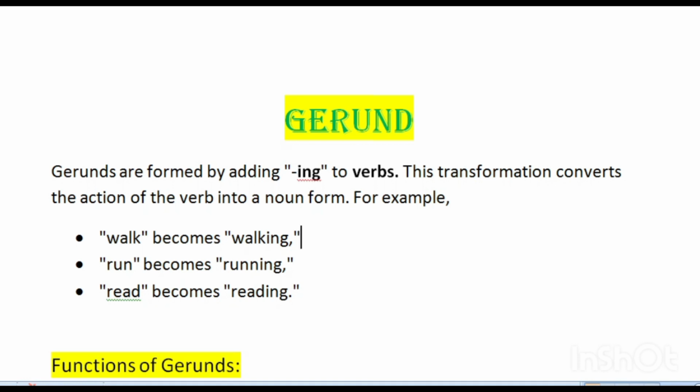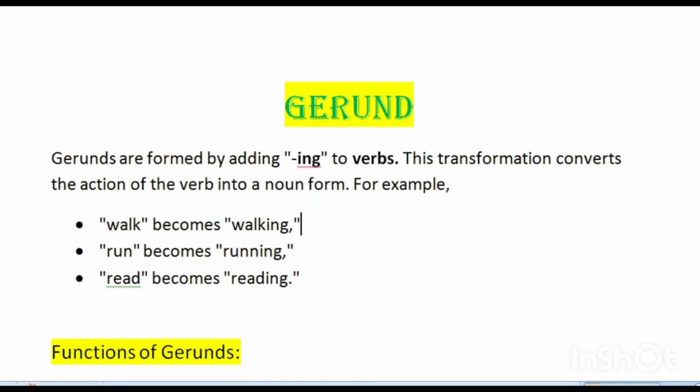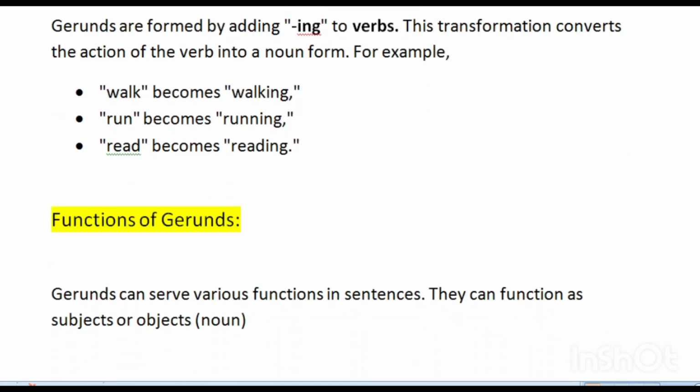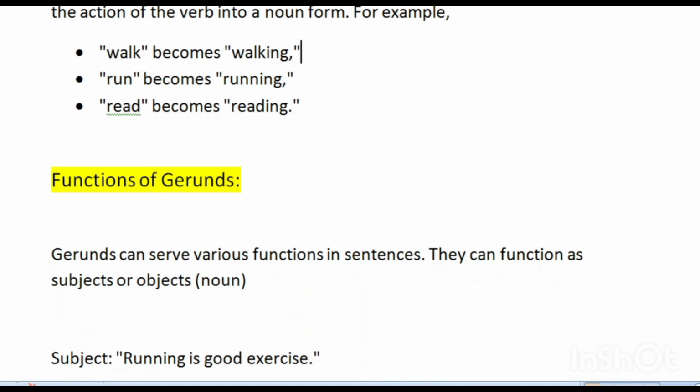For example, we have three examples here. Walk becomes walking, run becomes running, read becomes reading. You can add many other examples like smell, smelling. Likewise, you can use others. Okay, functions of gerunds. This was just an example so we could come to know about the structure of gerund. It is the ing form of a verb and it becomes a noun. Got it?